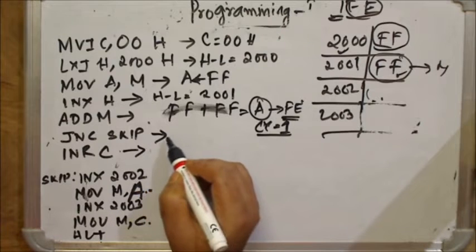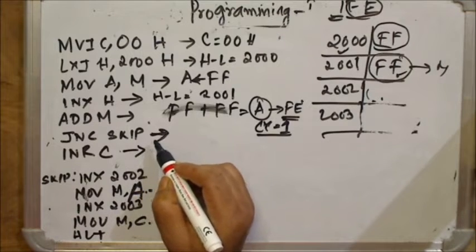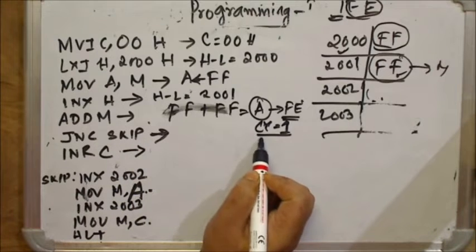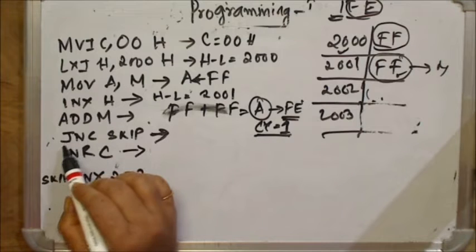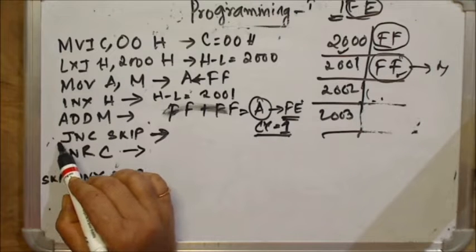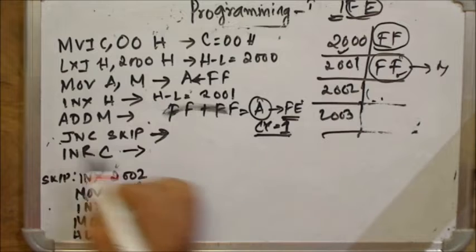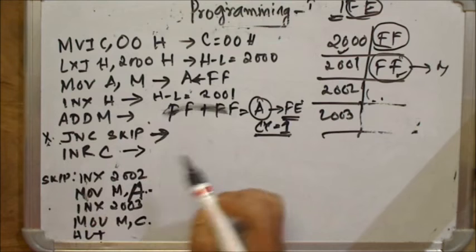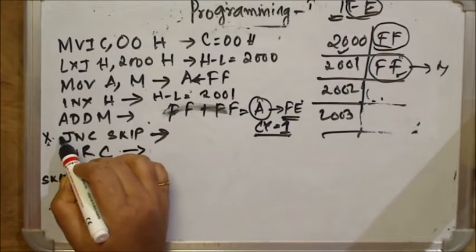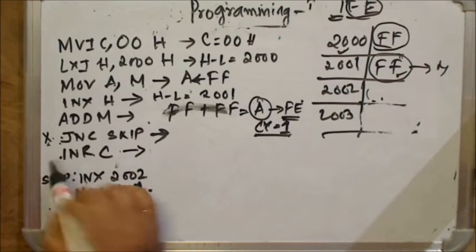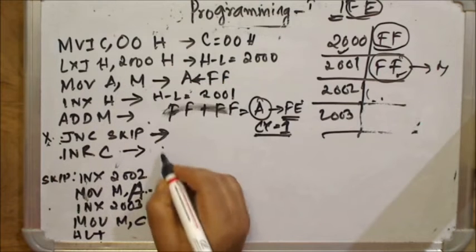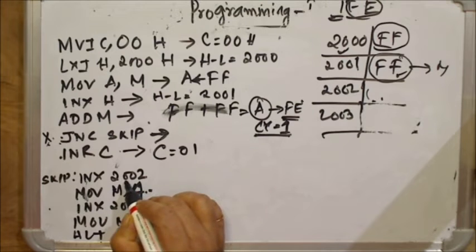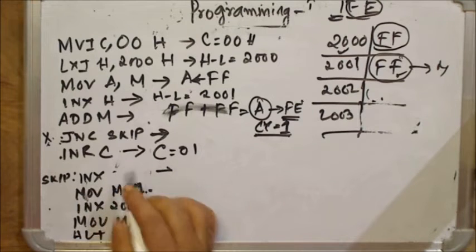Then jump if no carry. In this instruction, the processor will check the carry flag. The carry flag is set to 1, but the instruction is jump if no carry. Only if the carry flag is 0 will it jump. But the carry flag is 1 here, so this condition becomes false. Once this condition becomes false, it will come to the next instruction, that is INR C. C was 00, now C will be 01, right? Then it will come to INX H.